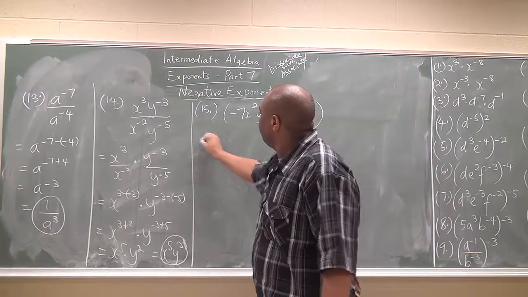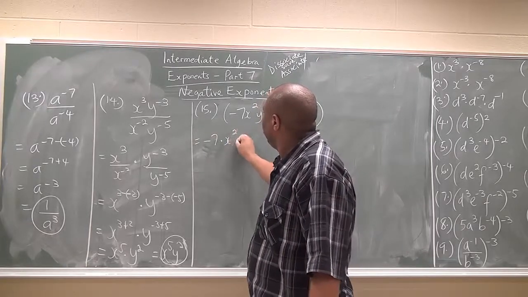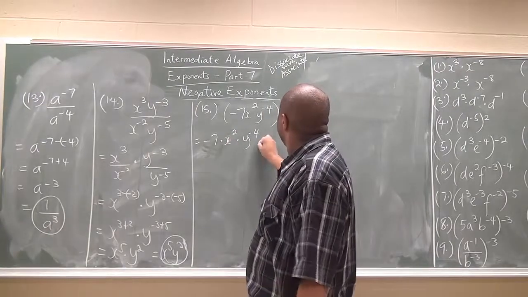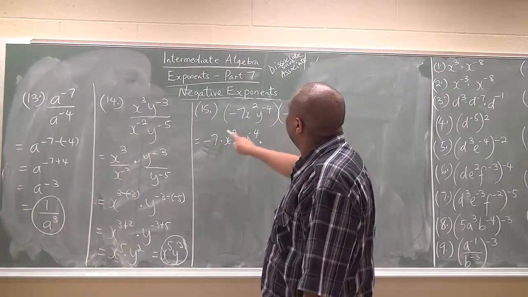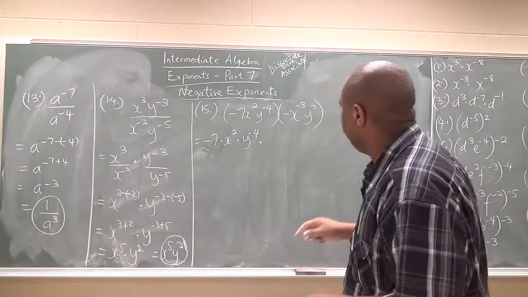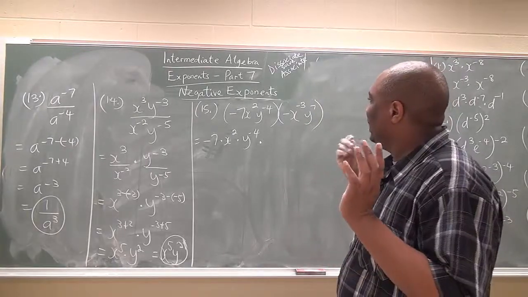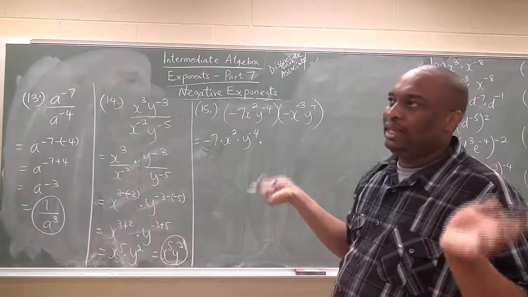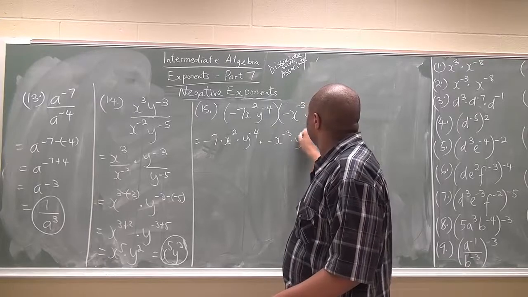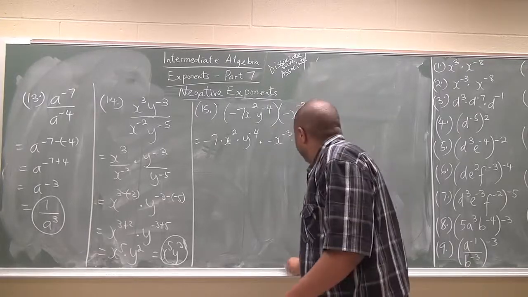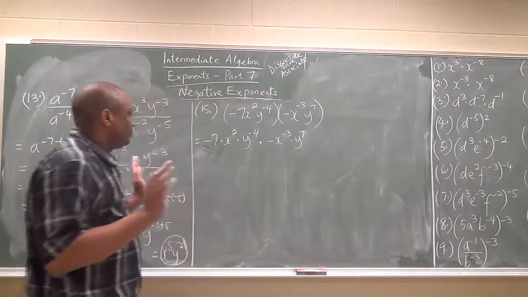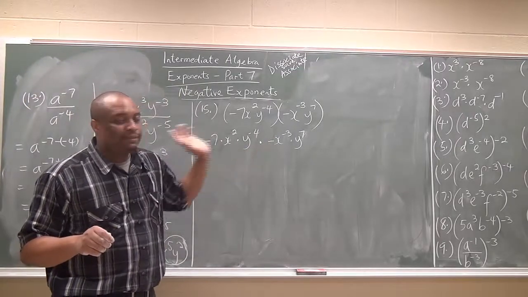So this is negative 7 times x squared times y to the negative 4 times... Okay, now this is where you have to be very careful. You can say negative 1 times x to the negative 3, or you can just say negative x to the negative 3 times y to the 7. You can also have it this way, that's fine. Or if you're on the safe side, you can put negative 1 here.